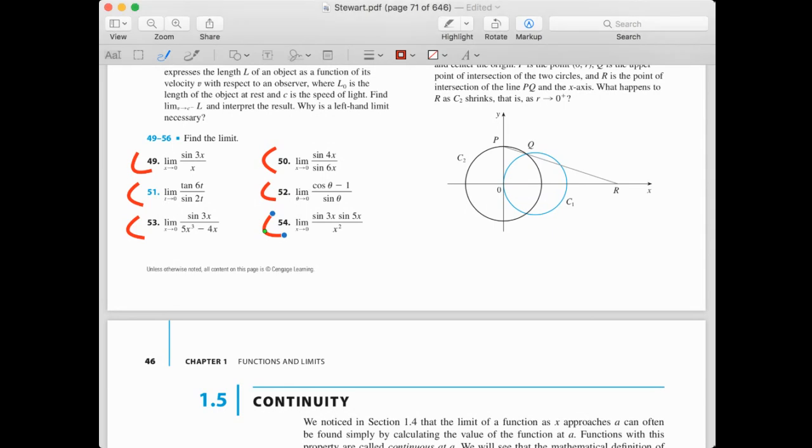Okay, so I have volunteers. Let's see. Anybody volunteer for 49? I'll do 49. Okay, go ahead. 49. Just cross, so the answer is 3. Because sine x over x is 1, which gives us 3 times 1. First it will be 3 sine x over x, and then sine x over x is 1. So 1 times 3 is 3.